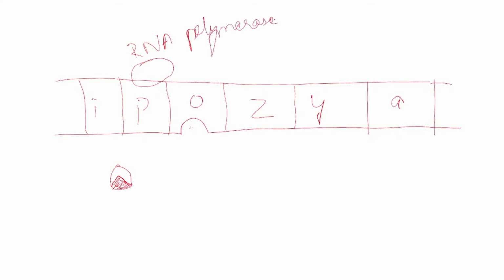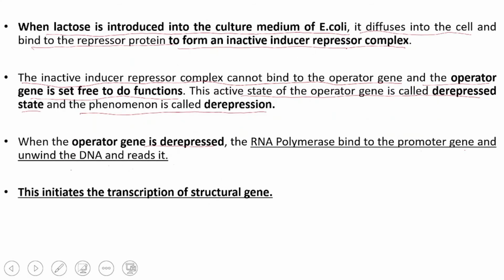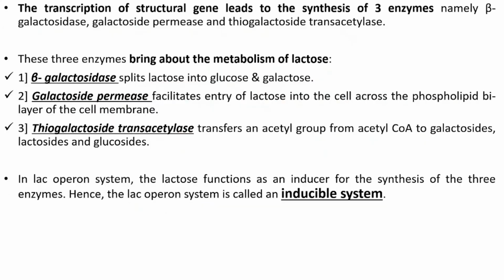RNA polymerase functions as it unwinds the whole DNA, and the transcription process gets started. So this initiates the transcription of the structural genes. Why? Because the RNA polymerase binds to the promoter gene and unwinds the DNA and reads it.